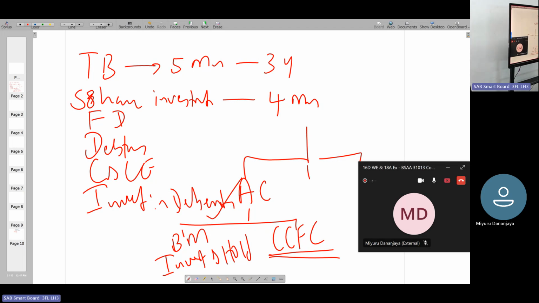For financial liability, there are two classifications. One of them is amortized cost. The other is fair value through P&L.